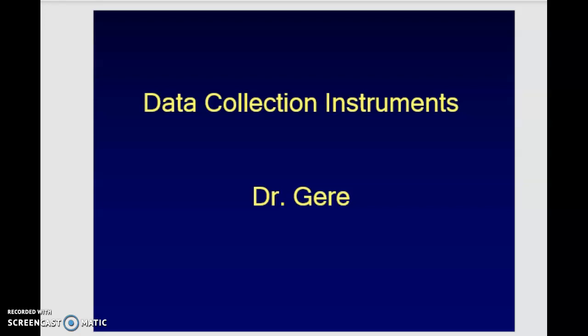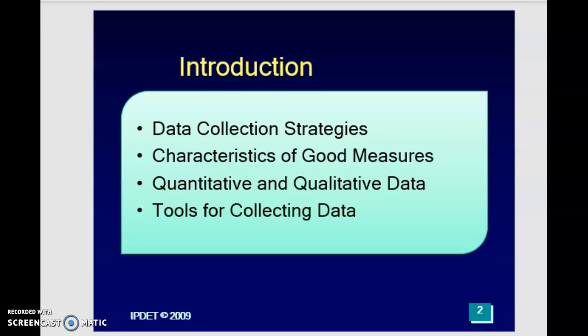This week, our topic is data collection instruments, and we will be looking at several data collection strategies that we use in qualitative and quantitative studies. The second thing that we would also look at is the characteristics of good measures, characteristics of the measures of the instruments that are used in research. And we would also look at differences between quantitative and qualitative data.